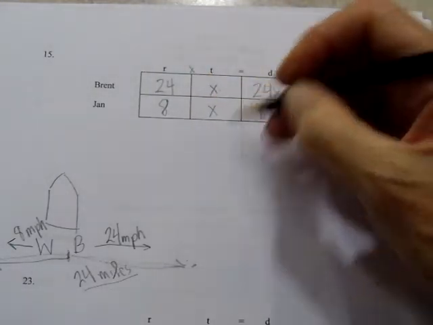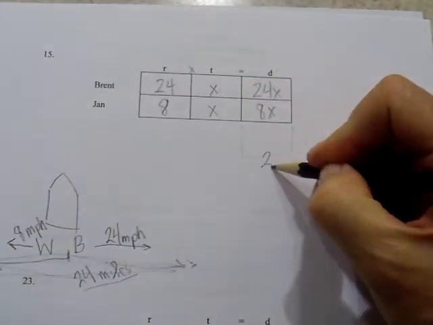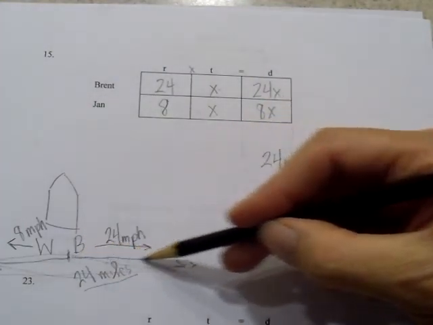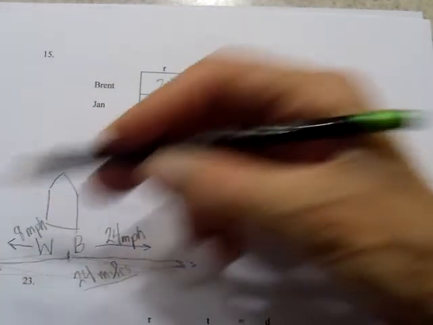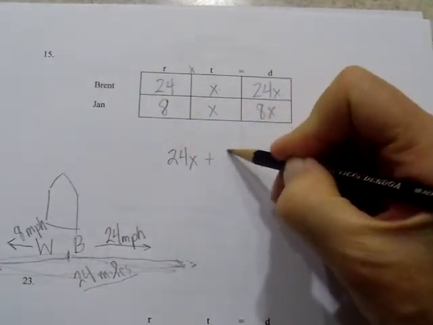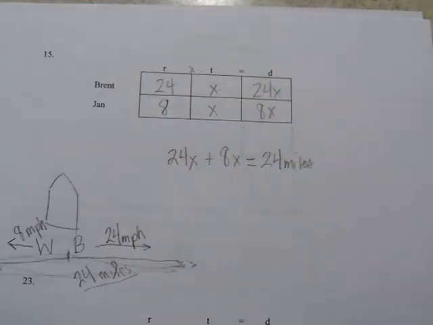Now, the distance from here to here, the 24 miles, we know. We know that the total is 24 miles, right? But we need Brett's distance and Jan's distance. We know Brett's is 24x. We know Jan's is 8x. And we know together that's going to equal 24 miles. All right, and you should be able to solve that easily by using your excellent algebraic skills to solve for x.